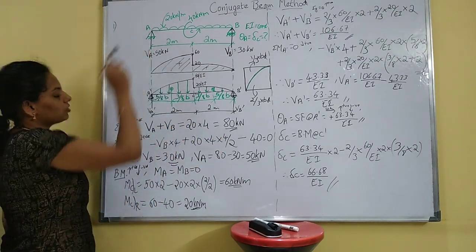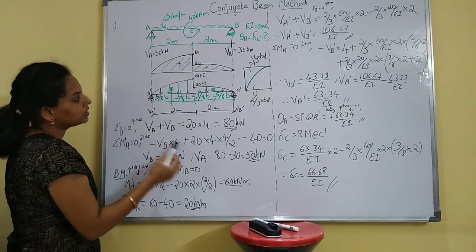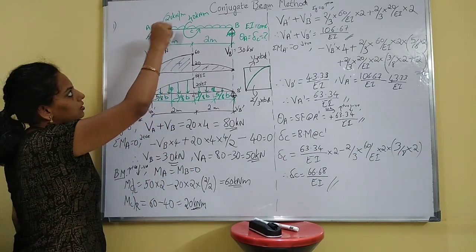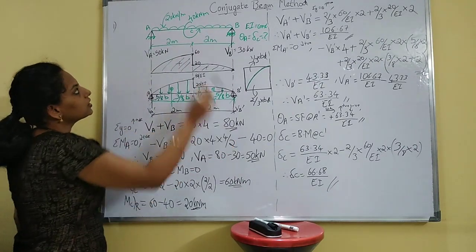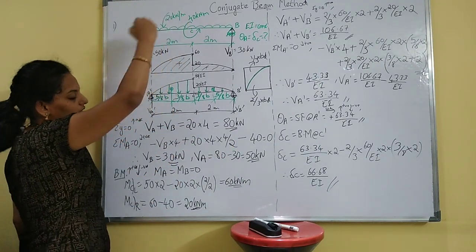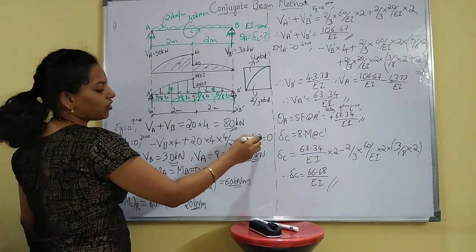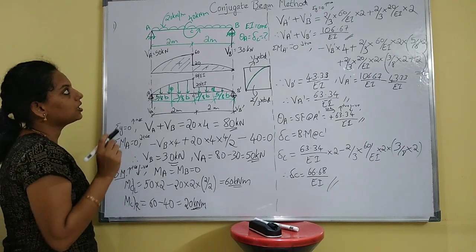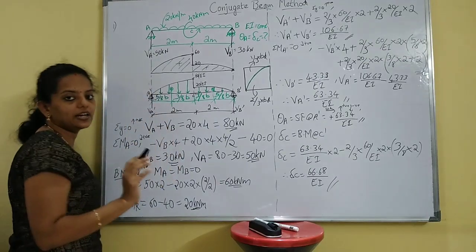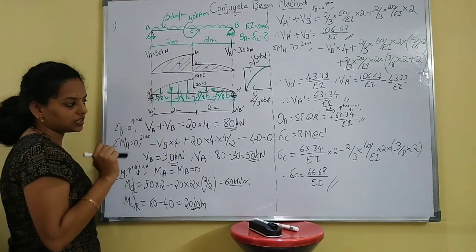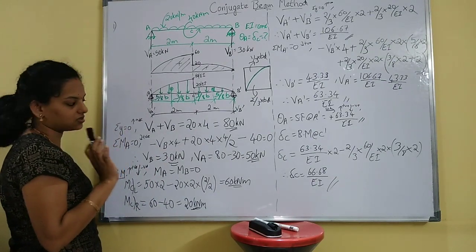Summation of moment about A equal to 0, clockwise is positive. So Vb is anti-clockwise, so minus Vb into 4, plus the UDL is clockwise, so plus 20 into 4 into half of it, so 4 by 2. Then the couple is directly anti-clockwise, so minus 40 equal to 0. Why is it just 40? We should not multiply by distance because a couple is nothing but a moment itself. So it is already in kilonewton meter. So just consider only the value. Don't multiply by distance.